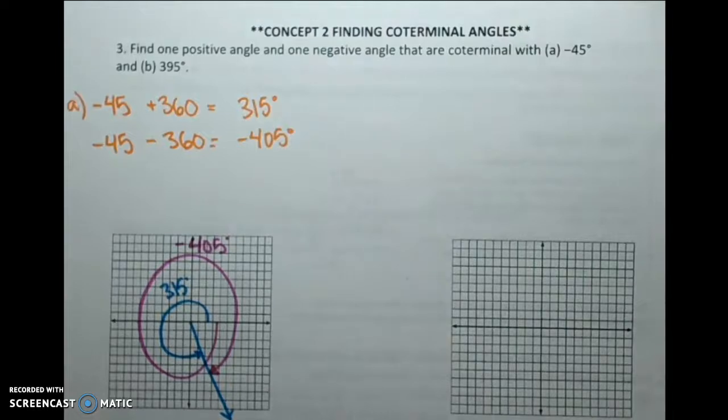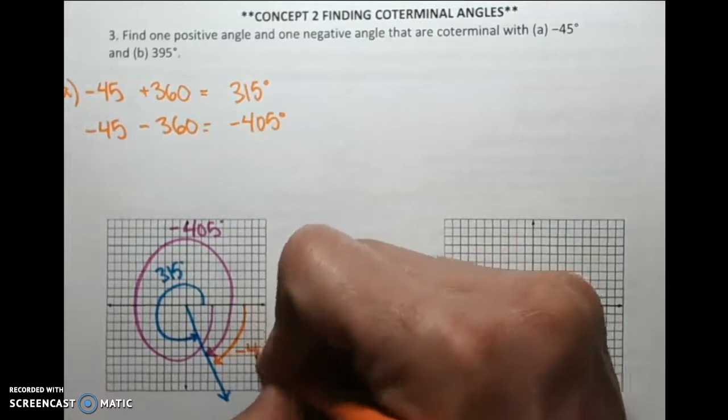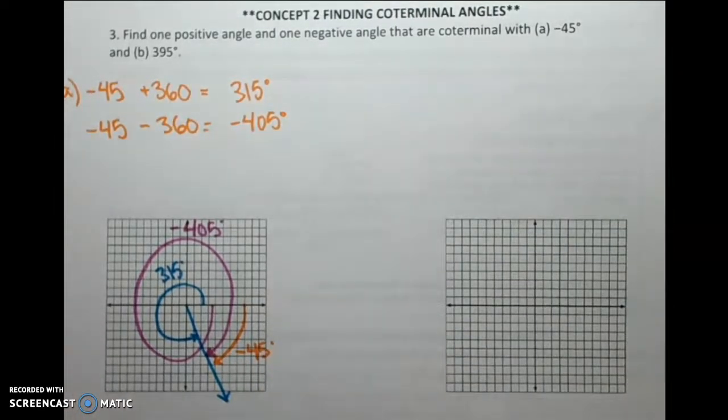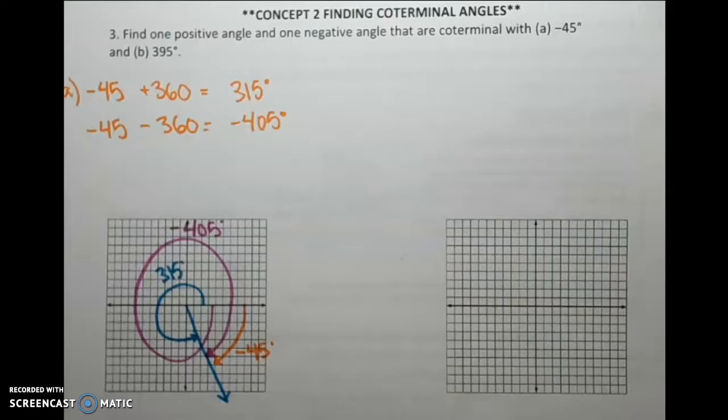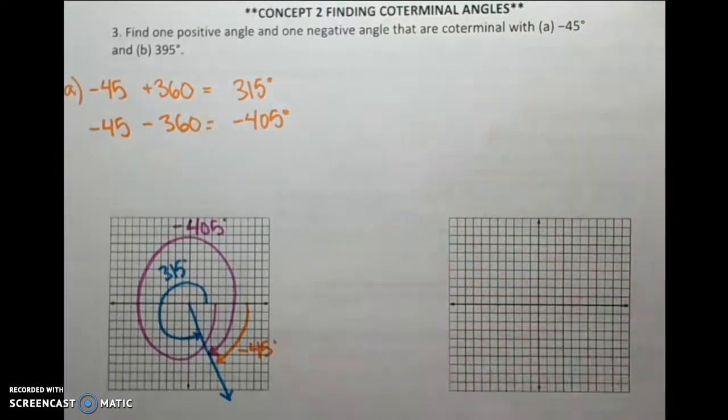And I'm just going to do one more, and that is my initial, so just negative 45 degrees. And there we go. That's pretty close, maybe just a tad more than 45 degrees. They all three go to that terminal side. We had the positive, we had a negative, and then we had that initial negative 45 degrees.